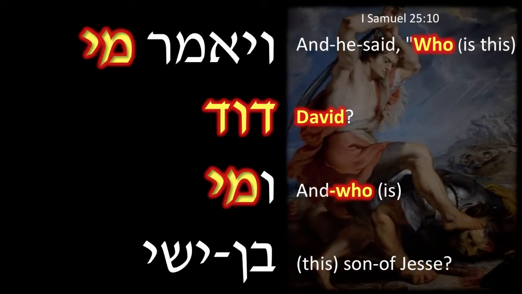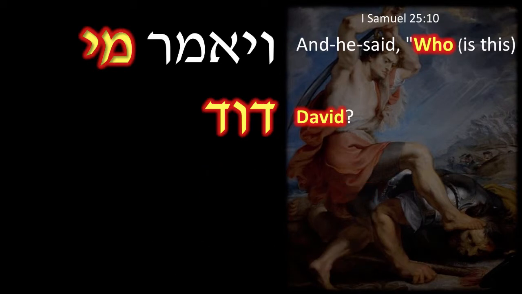So let's just look at this word, me, which means who in English. Remember this verse, 1 Samuel 25:10? It says, "And he said, who is this David? And who is this son of Jesse?" Notice it's not asking, oh, who is David? It's more of a rhetorical kind of question. He's asking about the character of this man. And that's more of the biblical Hebrew emphasis here.